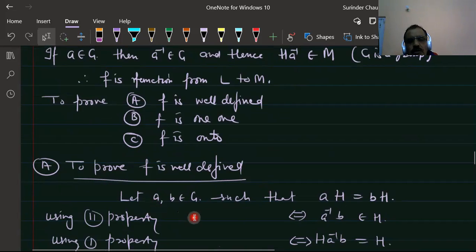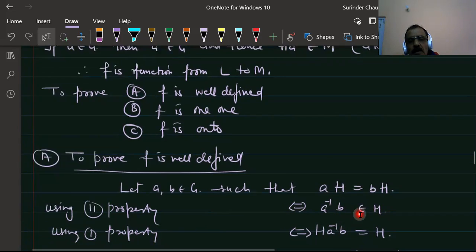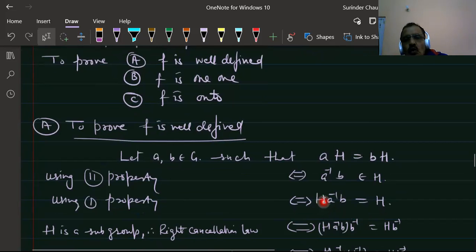Let Ha belong to L such that Ha is equal to Hb. Then using the second property, Ha equals Hb if and only if a inverse b belongs to H. Now this is true if and only if, by the first property, h times a inverse b belongs to H.